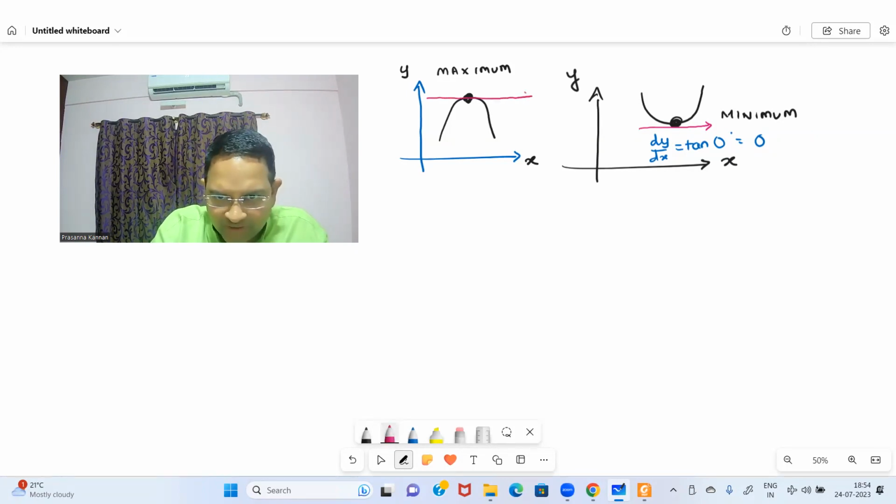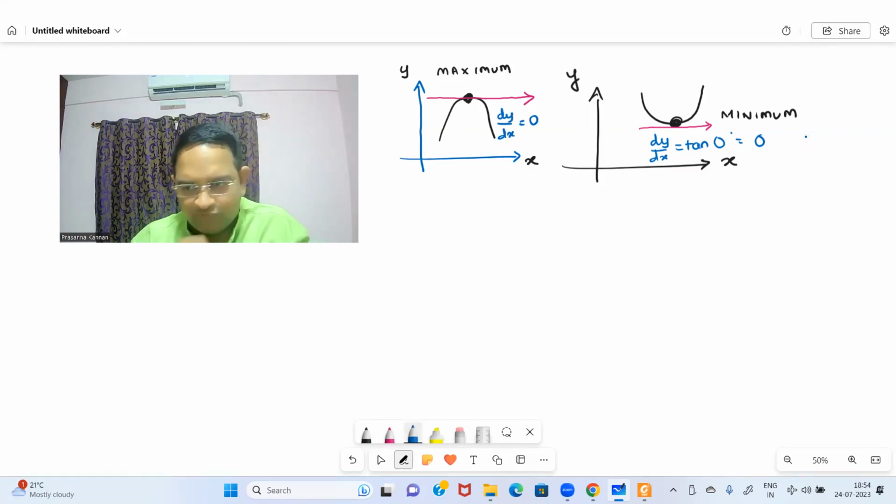First of all, dy by dx means the slope of the tangent. That means, first of all, I draw a tangent. And the tangent, how much angle does it make, Amog? 0, sir, with the x-axis. Very good, excellent. So dy by dx is 0 here also.